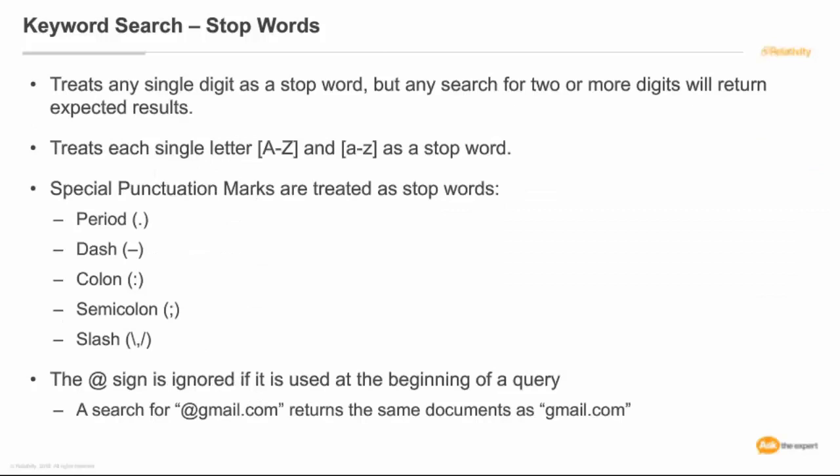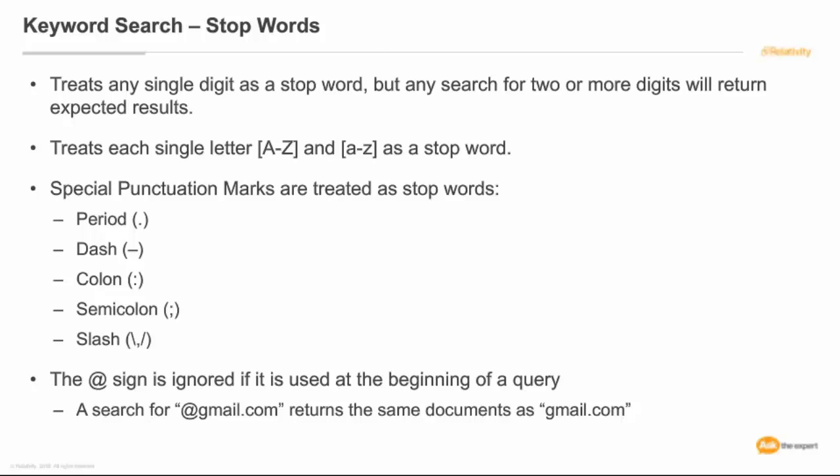Finally, keyword search also treats any single digit or single letter as a stop word, but any search for two or more letters or digits will return expected results. So just keep that in mind that, again, if you're looking for any single character, you will want to use dtSearch instead. And then there's also some special punctuation marks that are treated as stop words. So that's the period, the dash, the colon, semicolon, or either of the two slashes. Again, these are not easily customizable. So if you do want to search for any of those, you would want to use either is-like or dtSearch. For most of these, you can just use dtSearch. Some of them do have syntax considerations with dtSearch.